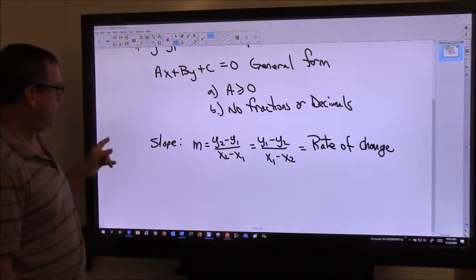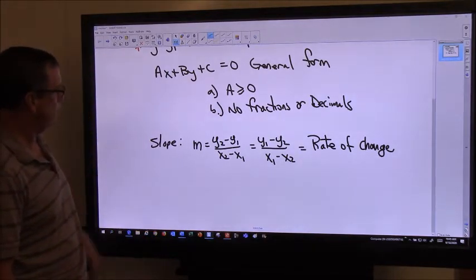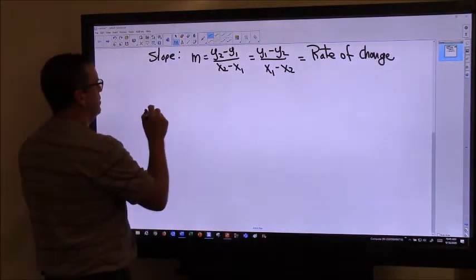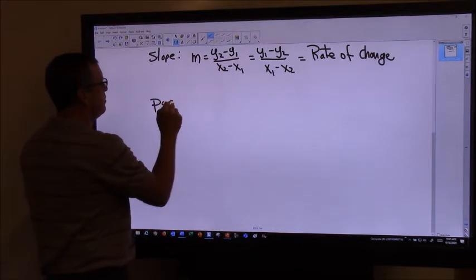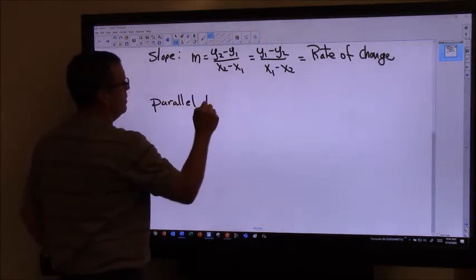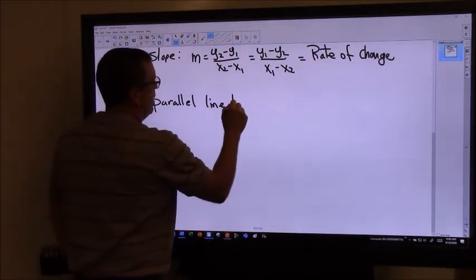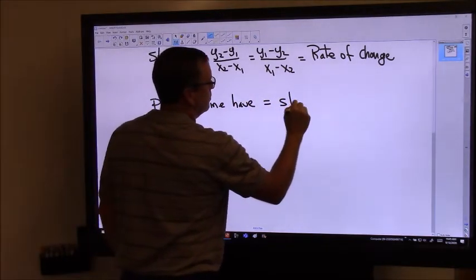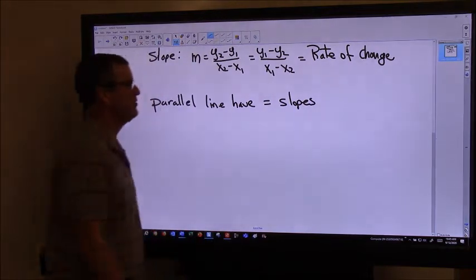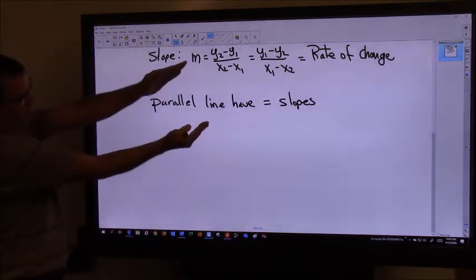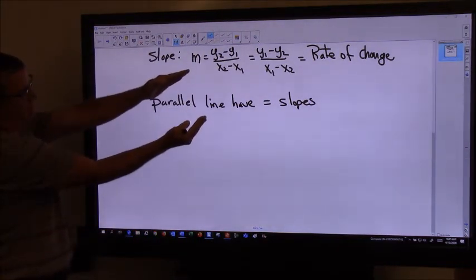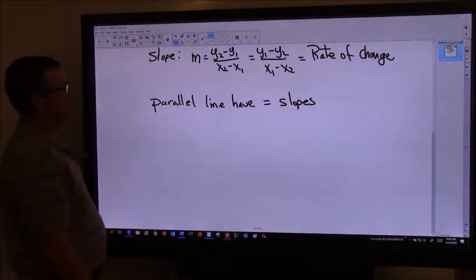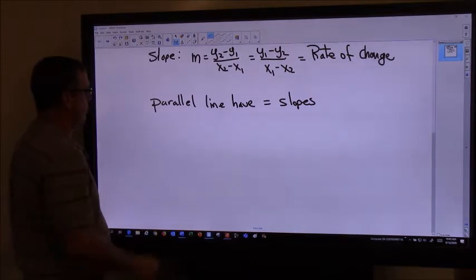All right, so let's see. We got slope. What else do we know? Parallel and perpendicular lines. So we know that parallel lines have equal slopes. Okay, it makes sense to be parallel. You know, they got to be the same distance apart, so they got to have the same slope or steepness. And so we'll just note those are always equal.